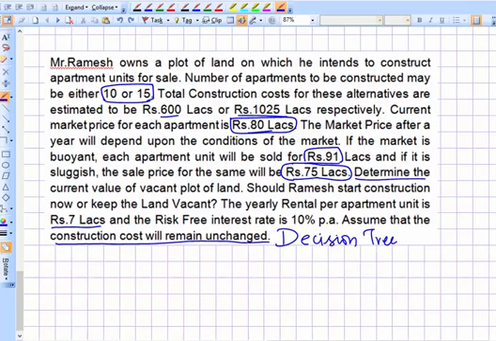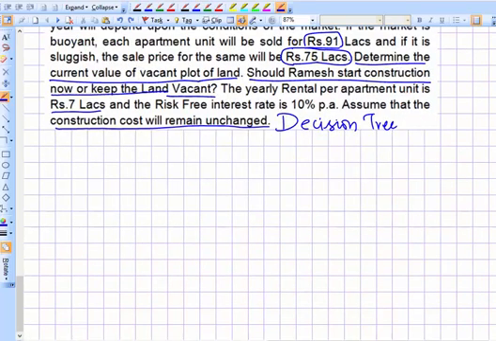The question says determine the current value of vacant plot of land. For that, should Ramesh start construction now or keep the land vacant? It means should he start construction now or should he keep it vacant now? After 1 year you can think of something and you can take a call. So the choice in front of you now is whether you should start the construction now or keep it vacant, say for a period of 1 year, and beyond that think about it. So we'll start drawing our tree.